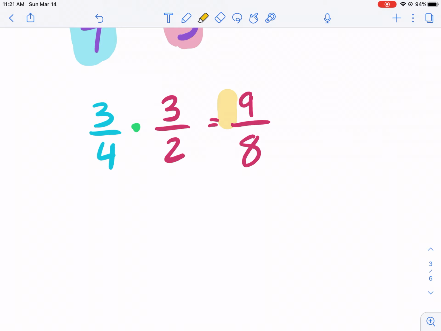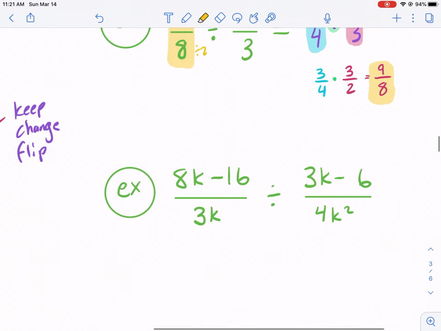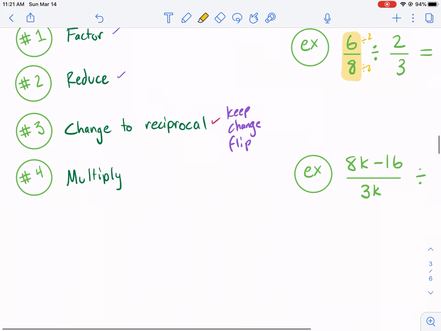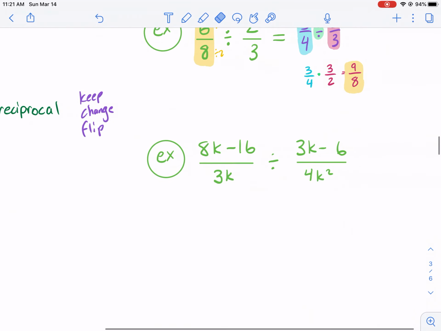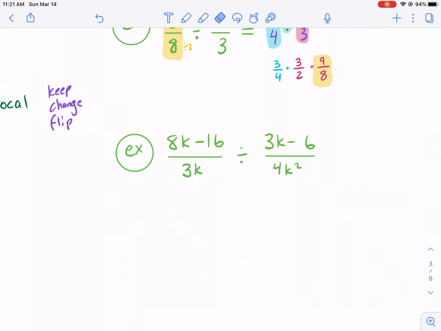If you're really good with making sure you cancel and reduce along the way, you won't have to reduce at the end. So 9 over 8 is as reduced as it gets. Okay, we're going to erase these check marks. Done. We did all 4 of these steps. We're going to go ahead now and try it again with example number 2.